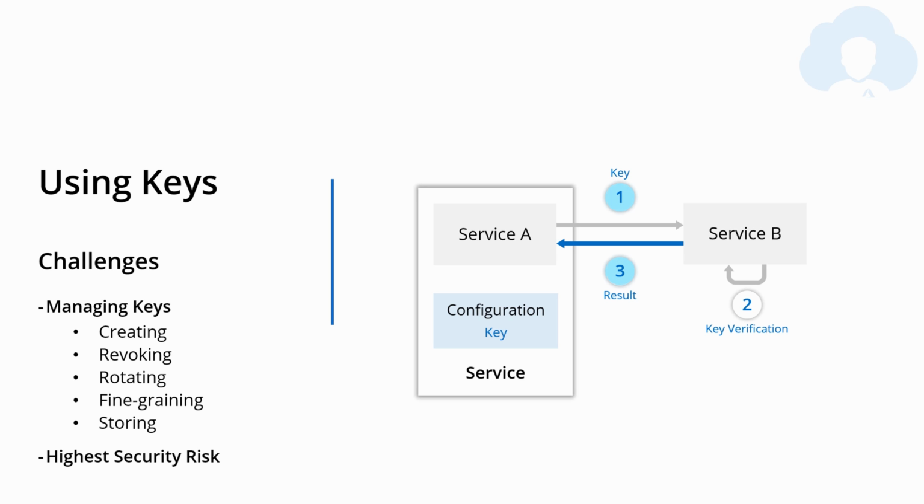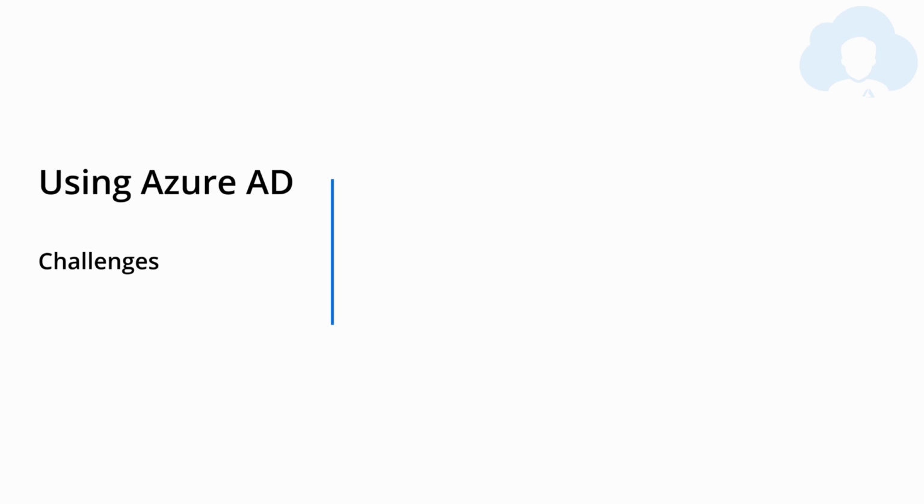In this example, you're only exposed to steps 1 and 3, so you're sending the key and retrieving the result. And the key verification is handled by the second service, the service that you're connecting to. Which brings us to the second case, using Azure Active Directory for authentication across two services.